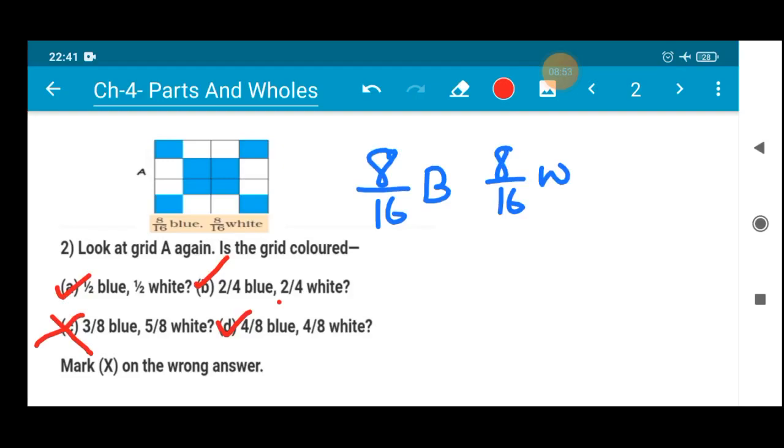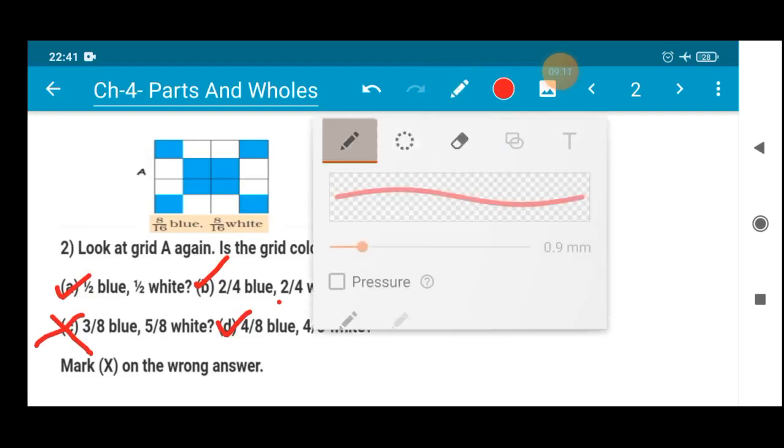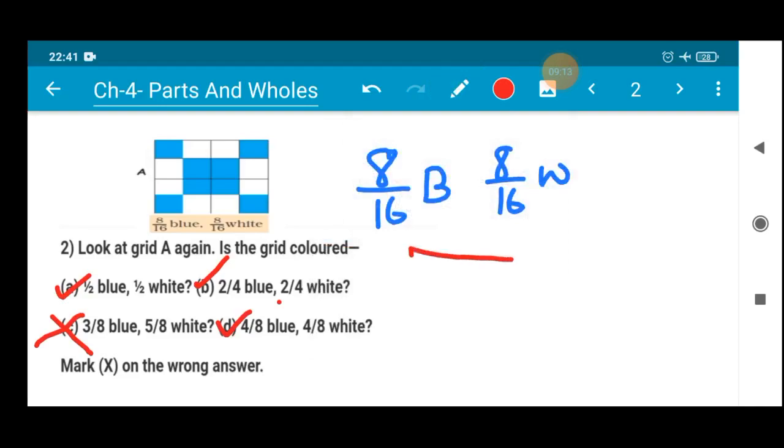Okay, so this is what part and whole is all about. So 1 by 2, the simplest form, was 1 by 2 blue and 1 by 2 white. But we can also write this in the form of 2 by 4 blue, 2 by 4 white. We can also write this in the form of 4 by 8 blue and 4 by 8 white. This can be done. Okay, all right, let's proceed to the next one.